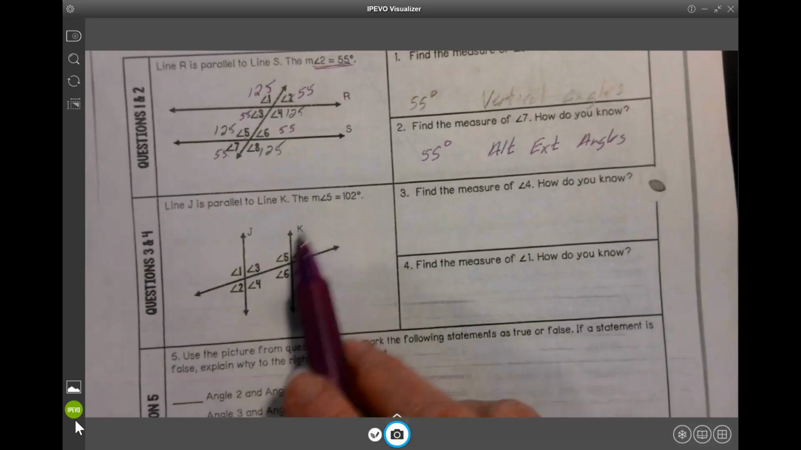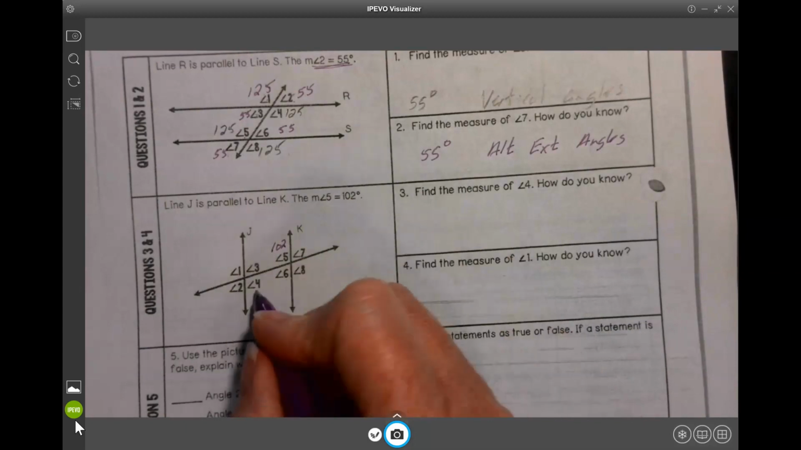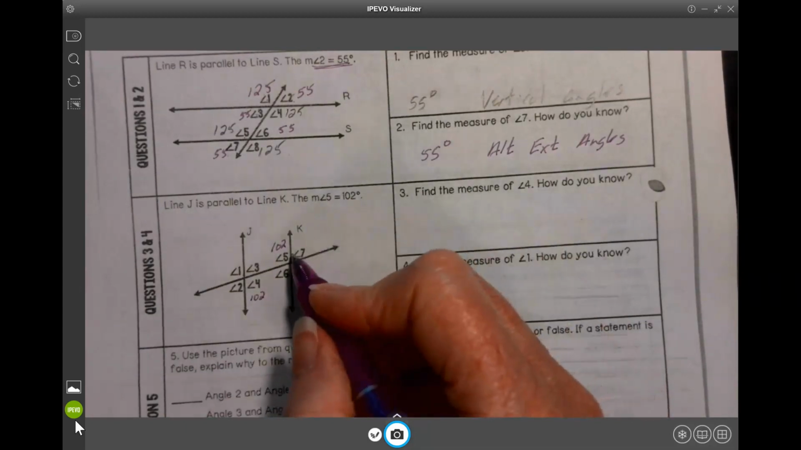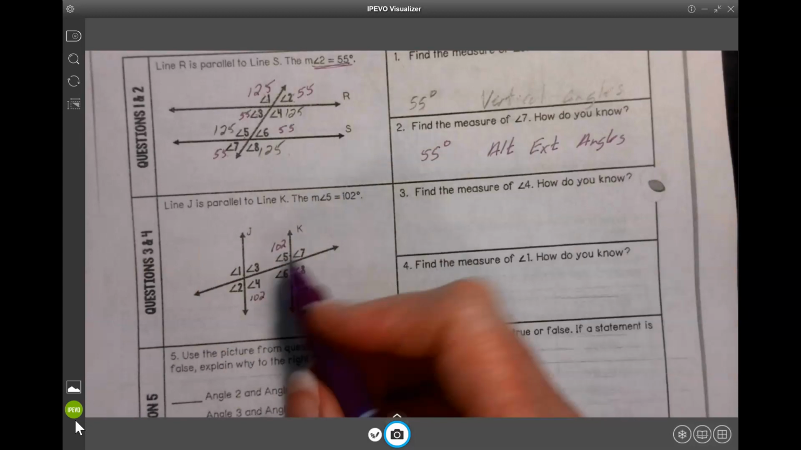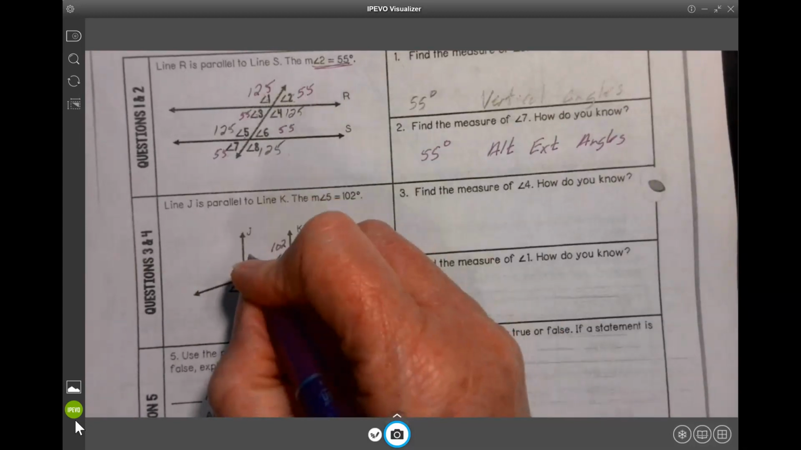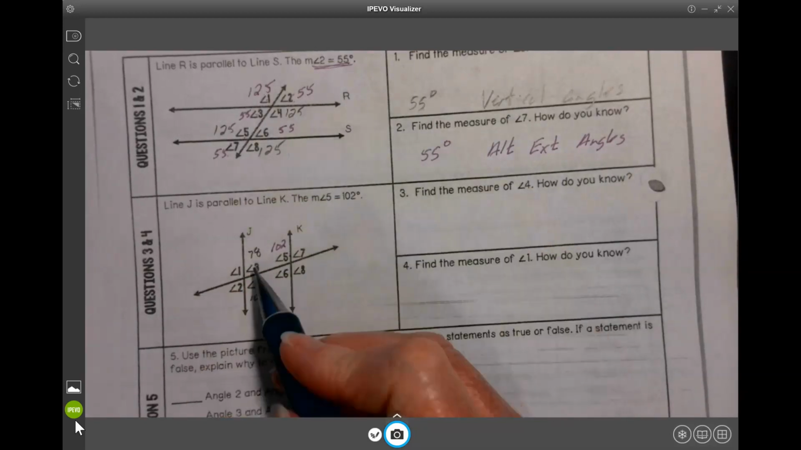The measure of angle 5 is 102. Okay, so that's 102. What's angle 4? Yep, 102. What's angle 3? Let's do this one. Same side, interior, or supplementary. Listen to all those words. Same side, interior, supplementary. So take 180 minus 102, and we get 78. So this is 78. Now we can see everything from that.